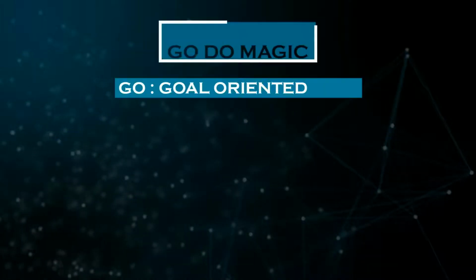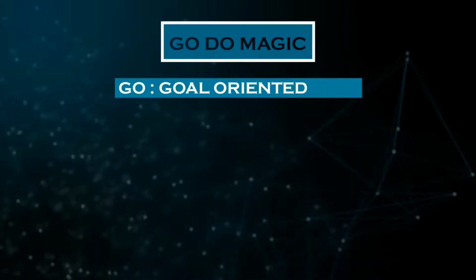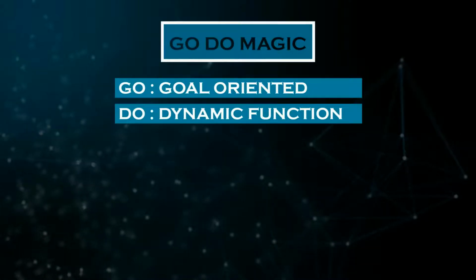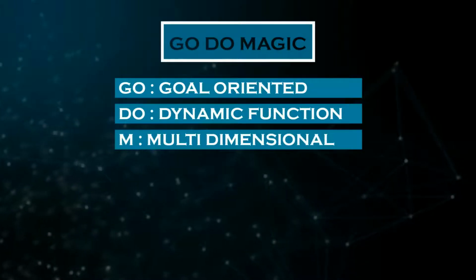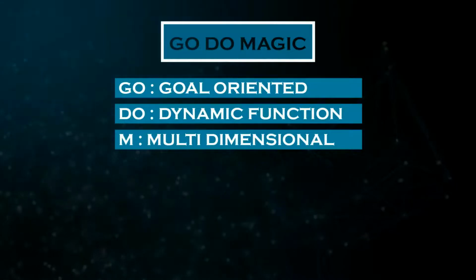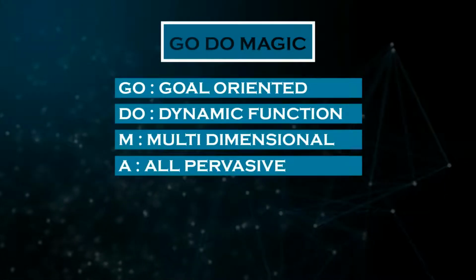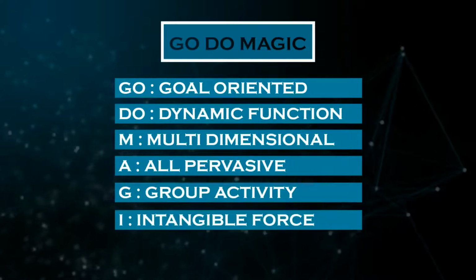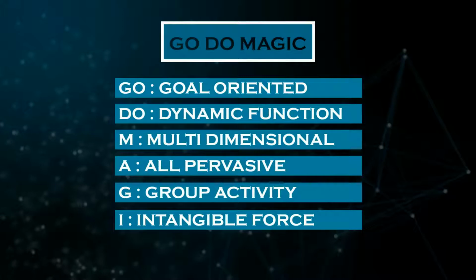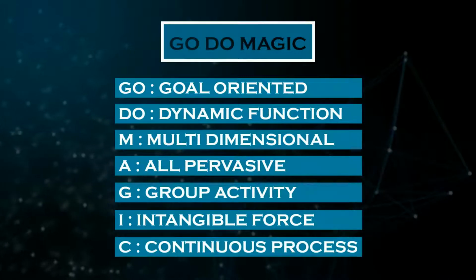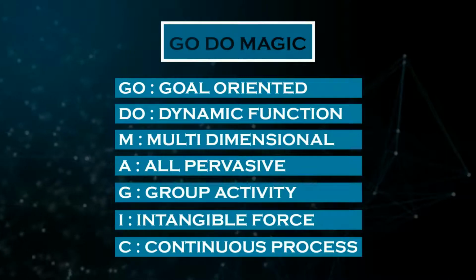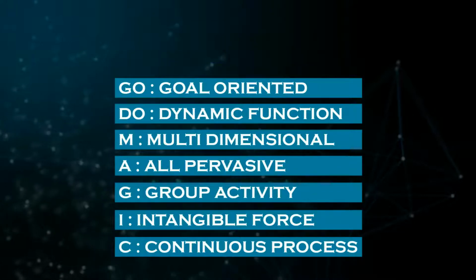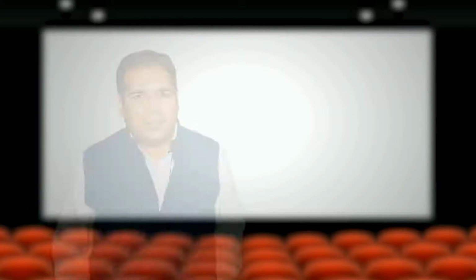Where GO stands for goal oriented, DO stands for dynamic function, MAGIC: M stands for multidimensional, A stands for all pervasive, G stands for group activity, I stands for intangible force, and C stands for continuous process. You are done with your answer. It says go do magic.